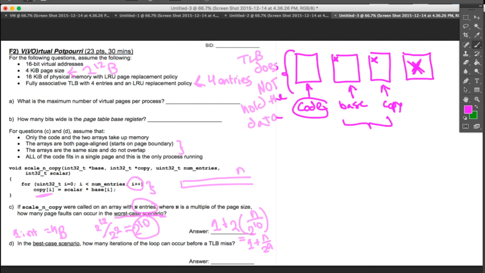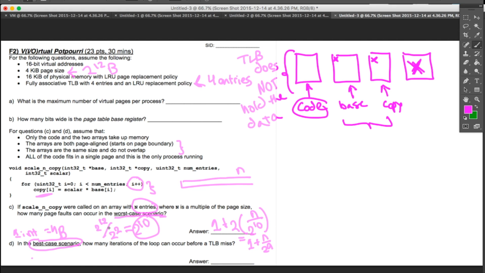Okay, so the next question, we're given a different case scenario. So what about the best case scenario? Ooh, that was really difficult. What about the best case scenario? Well, in the best case scenario, everything that we're trying to load or trying to access is already loaded in our TLB, our page table, or our cache. That's just always going to be the best case scenario.